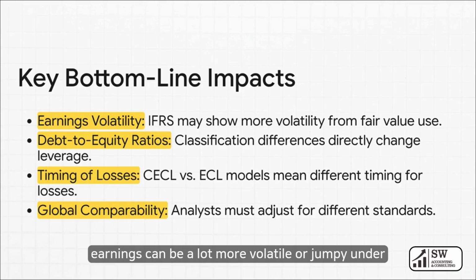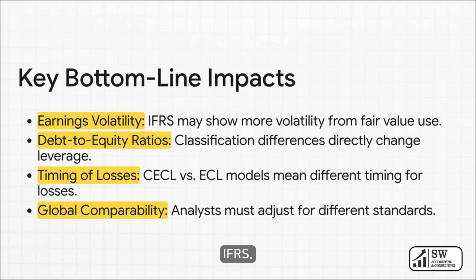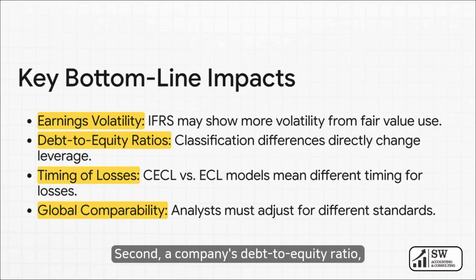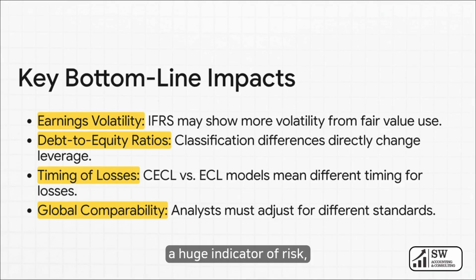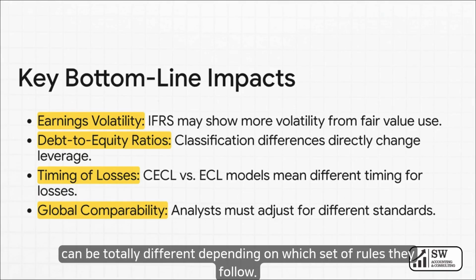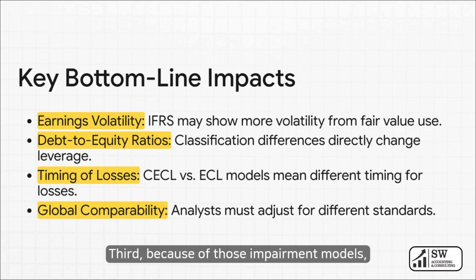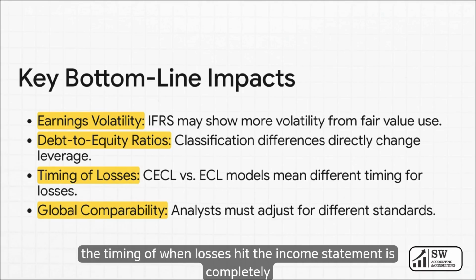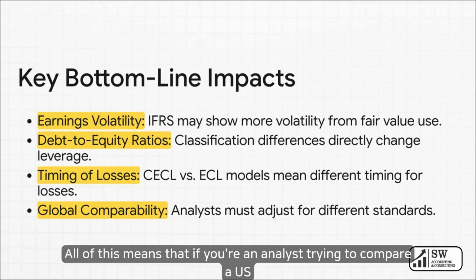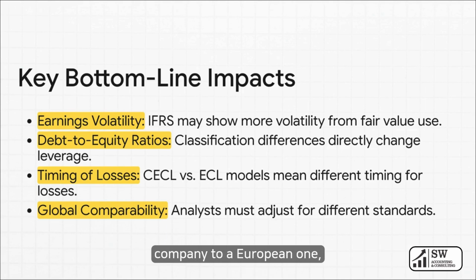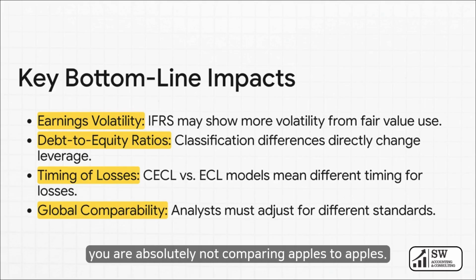First, earnings can be a lot more volatile or jumpy under IFRS. Second, a company's debt-to-equity ratio, a huge indicator of risk, can be totally different depending on which set of rules they follow. Third, because of those impairment models, the timing of when losses hit the income statement is completely out of sync. All of this means that if you're an analyst trying to compare a US company to a European one, you are absolutely not comparing apples to apples. You have to make some serious adjustments.